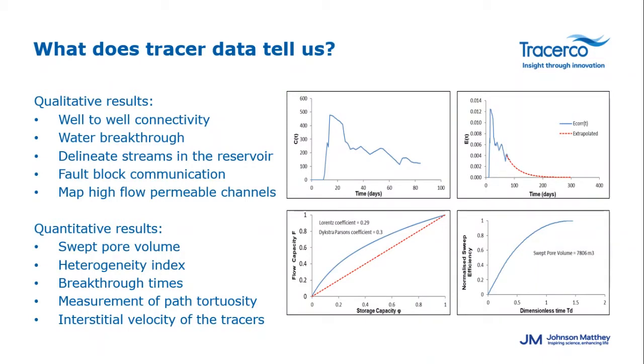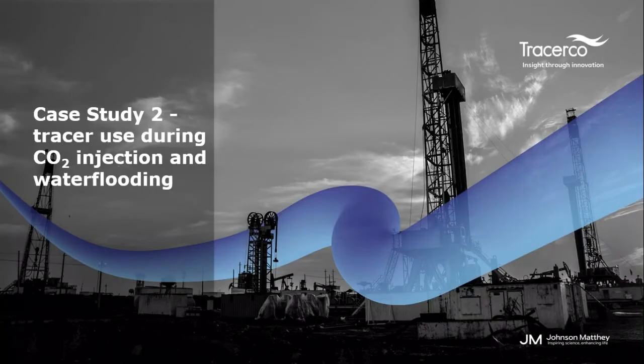Once the decline has stabilized, the tail can be extrapolated as seen in the top right. This has a positive impact on cost. It reduces the number of samples needed for analysis into the future, shortens the project timelines, and delivers earlier results. These detailed results can provide Lorenz coefficients, Dykstra-Parsons coefficients, Shook analysis can be performed, and more. So we have a foundation built. Now let's talk case studies.